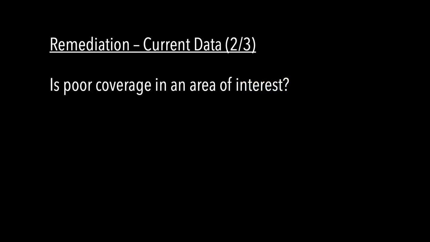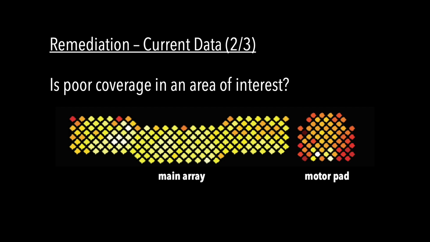This is sometimes possible if the region of poor array coverage flagged in the QA analysis lies outside the area of interest defined by the goals of the experiment. An example is shown here, which depicts the QA summary for a two-part array featuring a separate pad for recording from the motor area. Poor coverage is largely confined to the motor pad. In this case, remediation involved simply omitting the motor area from the reconstruction and subsequent analysis.